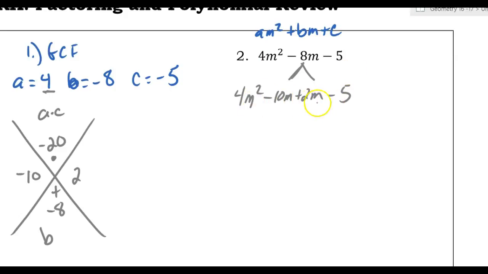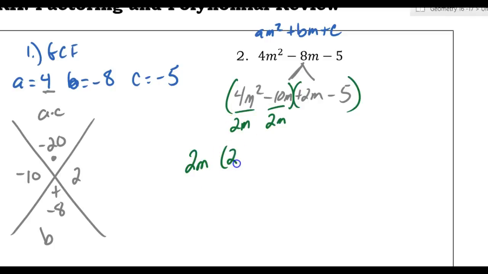And anytime we have 4 terms, we are going to group our 2 terms each. And we're going to factor out the greatest common factor. So what number divides into both the 4 and 10? 2. And they also share an m, so m. So the factor 2m comes out. 4 divided by 2 is 2. M squared divided by m is just m. Negative 10 divided by 2 is negative 5, and the m goes away.